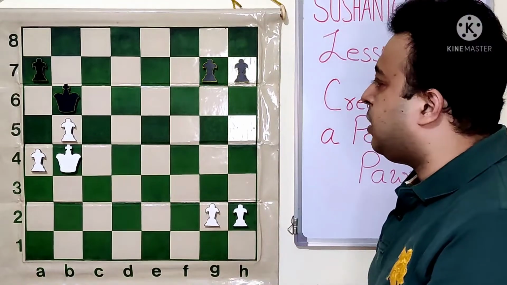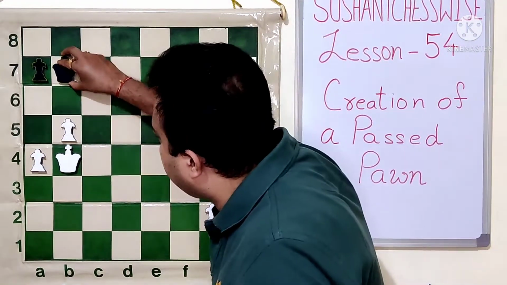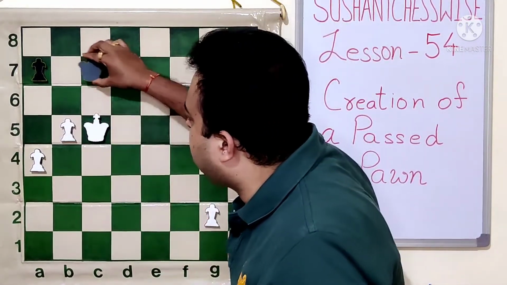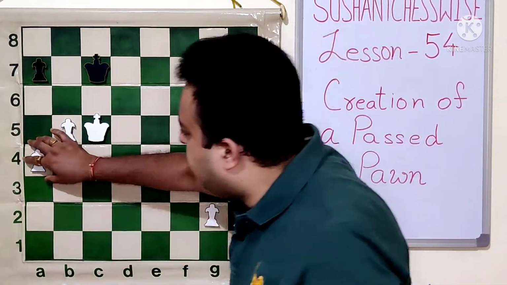So in this position, now black cannot do much. Black just waited. Black played KB7, white goes KC5, black goes KC7. Black is at least trying to take the opposition. White played A5.